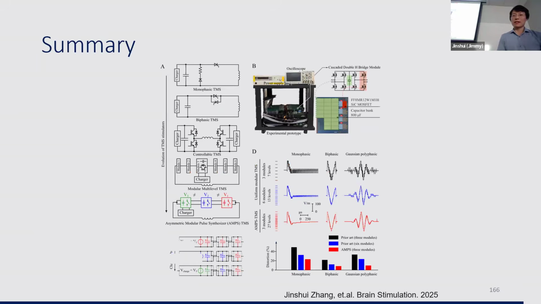So to wrap it up, in this section, we explored how to use fewer modules to obtain a better output quality. And this technology would offer us easier access to flexible TMS treatment or research.